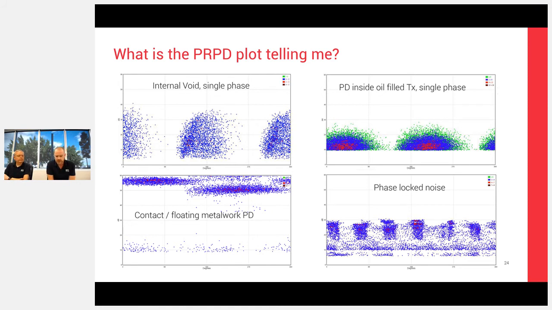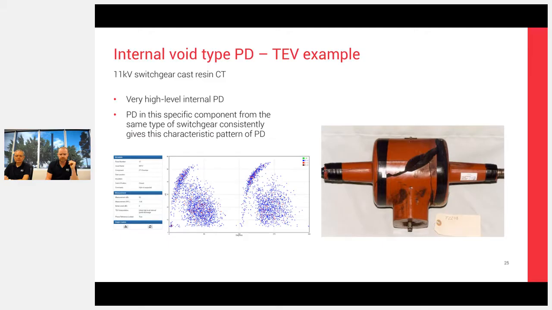The one on the top right is where we've found on a number of occasions partial discharge on the inside of an oil-filled transformer, and that's the pattern we got for that. That's single phase. And then the bottom right-hand one is noise. So that's phase locked onto noise, and some sort of noise that would have been coming out of some sort of machine, or a variable speed drive, or electronics, or whatever. You can get many different types of noise. That's just an example.